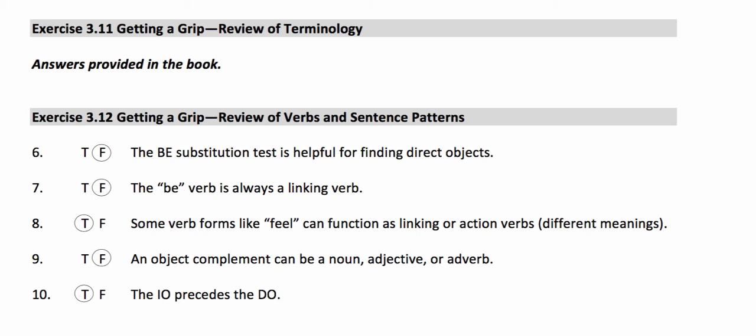And number 10, indirect object always precedes the direct object. So it's always IO plus DO. Now we do the movement test to switch their order just to make sure that it is indeed IO DO. But yeah, always S plus TV plus IO DO.